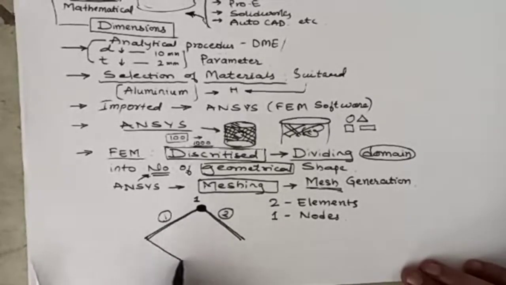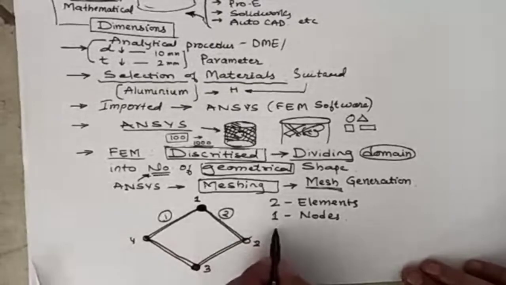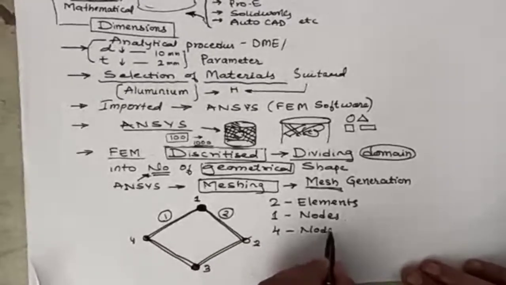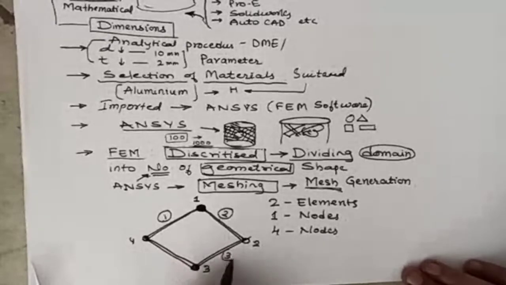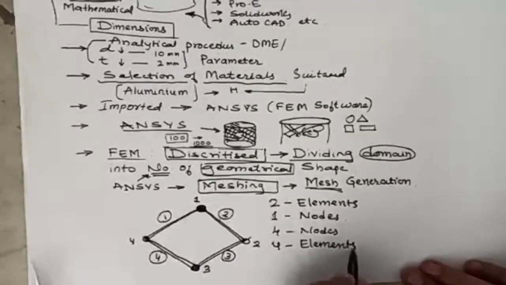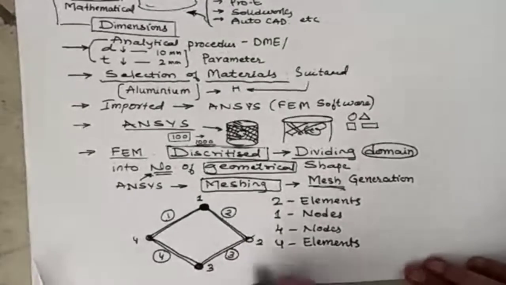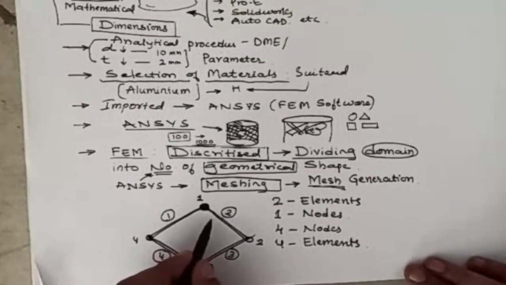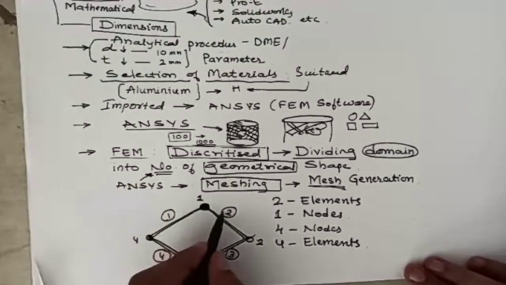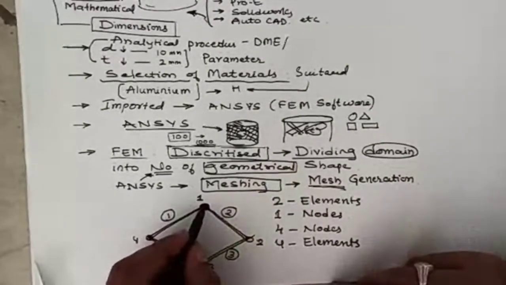If you have another two elements here to form a square, there are 1, 2, 3, 4, so there are 4 nodes and 1, 2, 3, 4, 4 elements used. Okay, so this is called elements and nodes. I think it's clear now. When the links are connected at their ends, that forms a node. Okay.